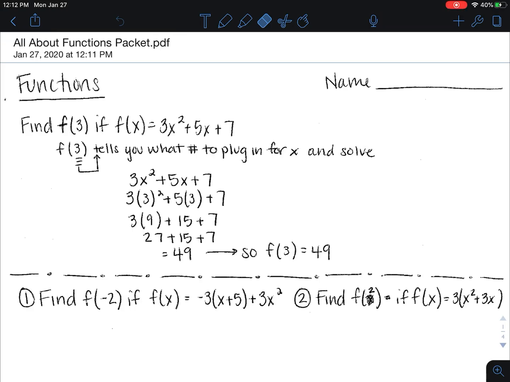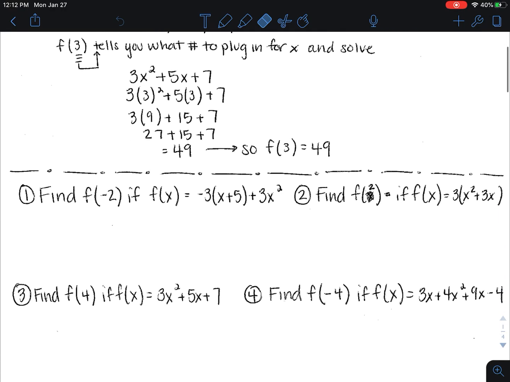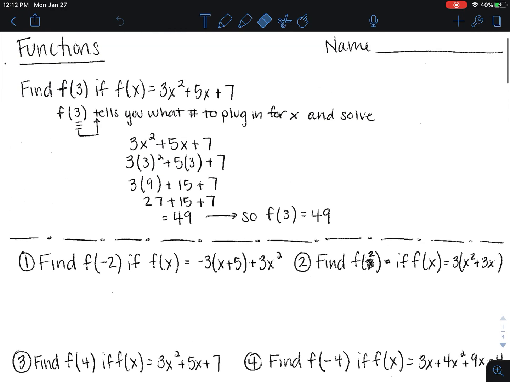Hey guys. Okay, so we're going to look at that packet that we started yesterday. So we did this beginning part. Remember when it says f of 3, for example, in the warm-up, or I'm sorry, in the example, f of 3 just means we're plugging 3 in for the x and then solving.